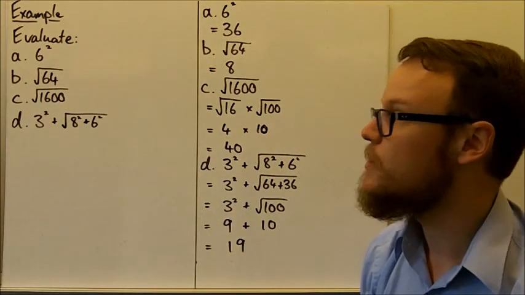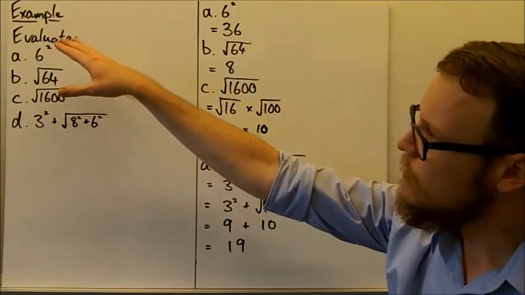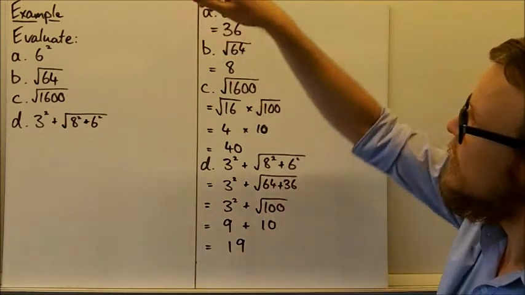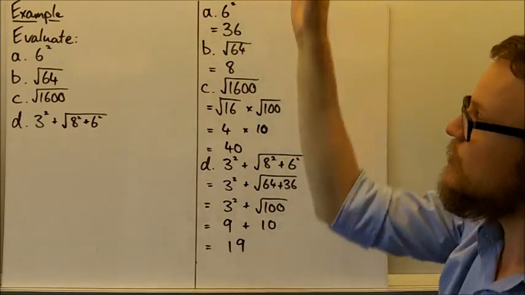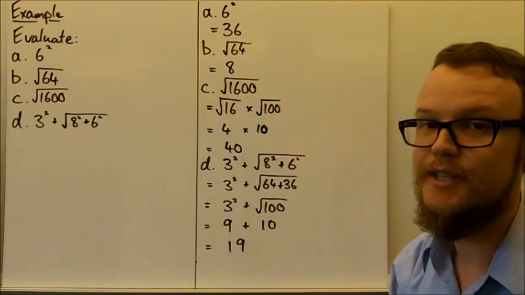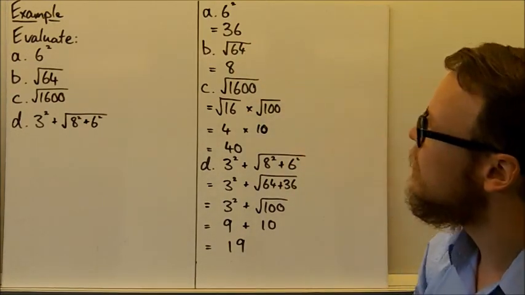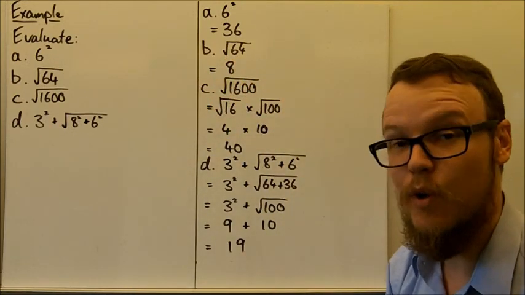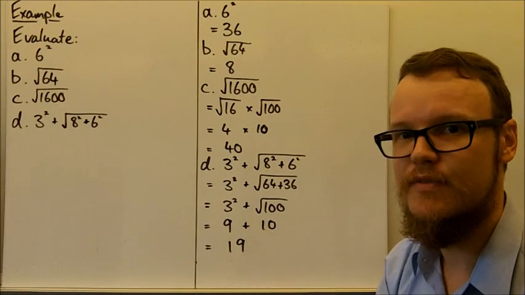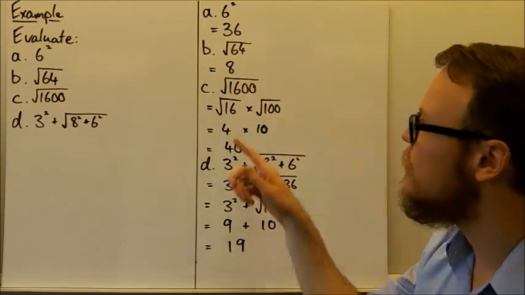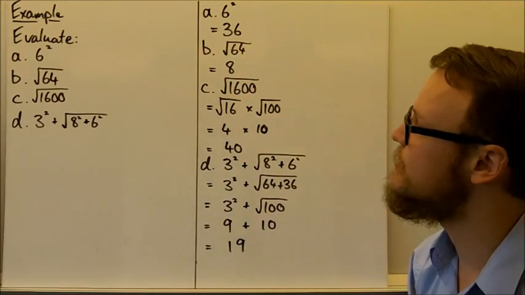So I've got some examples here that we can go through, some squaring and square root questions. Firstly, we're looking at 6 squared. 6 squared is the same as 6 times 6, and that's 36. So 36 is a perfect square. To find the square root of 64, I need to think what number, when multiplied by itself, gives 64. And 8 times 8 is 64. So the square root of 64 is 8.